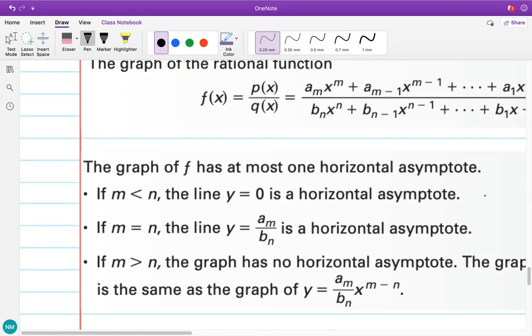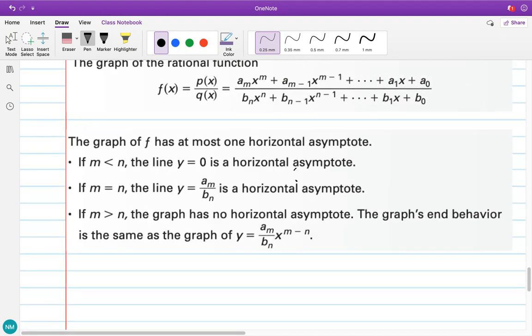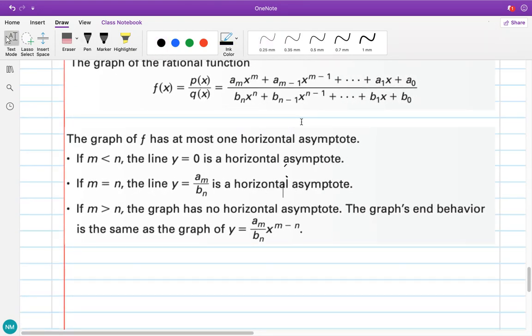So here I have the rules in general. I'm just going to leave this on the screen. If you want to take a picture of it, you can. I'll also put it in the Edpuzzle.